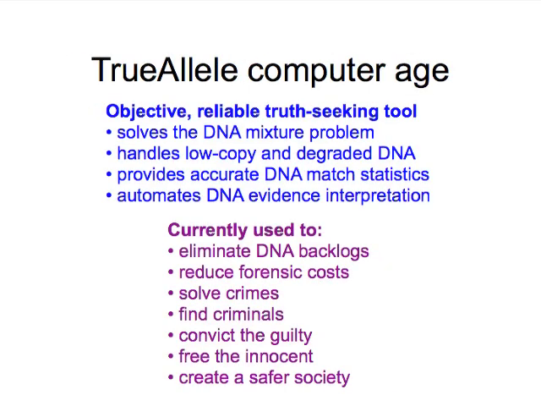So in this TrueAllele computer age, we have an objective and, by science, reliable truth-seeking tool, which solves DNA mixtures as easily as people solve single source problems. It handles low copy and degraded DNA, and it provides accurate DNA match statistics, automating the interpretation. And it's currently used for basically everything you'd use DNA for: reducing backlogs, reducing costs by using machines instead of people to solve problems that are more appropriate for machines, solving crimes, finding criminals, convicting the guilty. We also work on defense cases of actual innocence and creating a safer society.